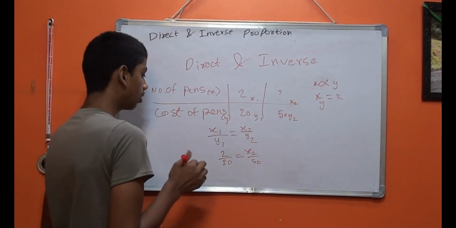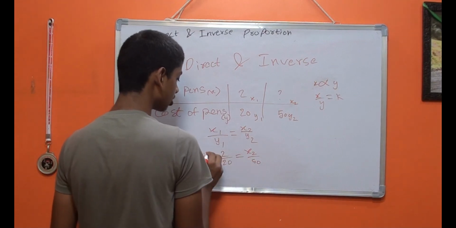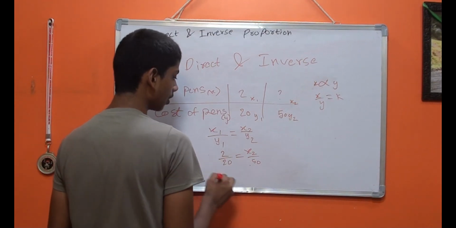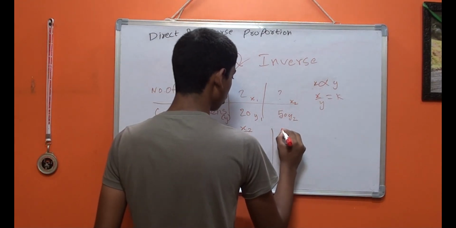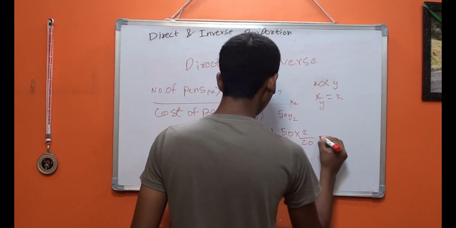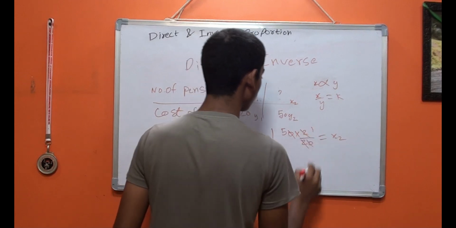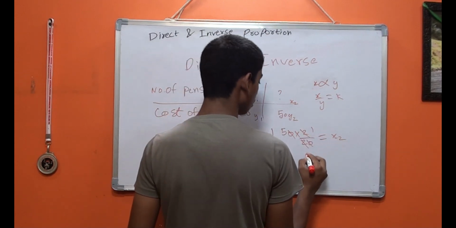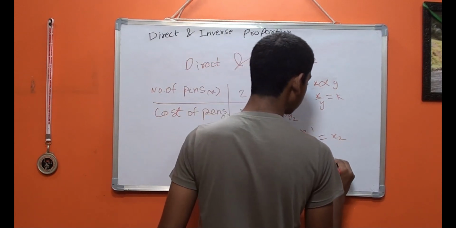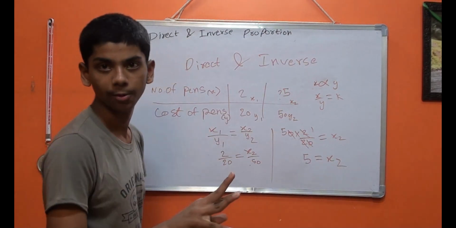Now we have to simplify this. Here we transpose the 50 from here to this side. Then we would get 50 into 2 by 20 equals x2. Cancelling the zeros, we would get 5 equals x2, meaning the value of x2 is 5.